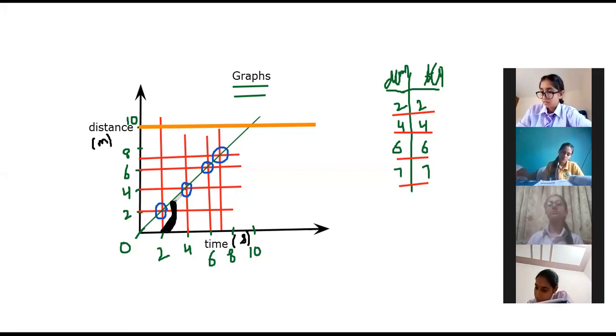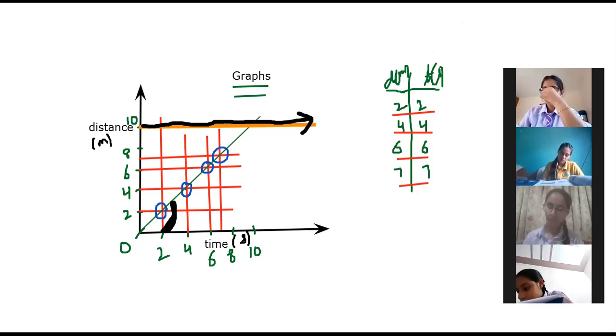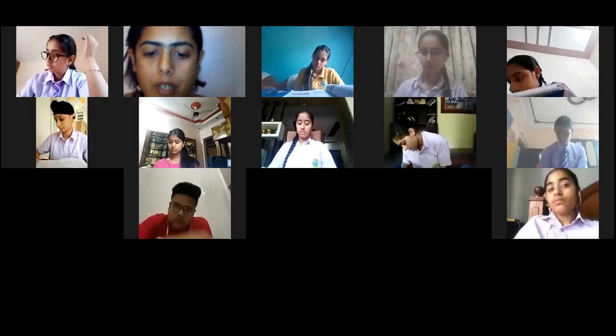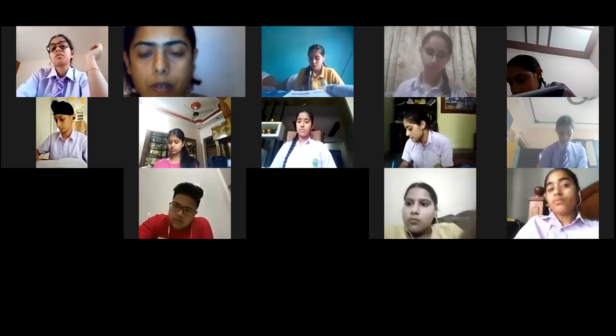Fine. And next note you can write that if we get a straight line parallel to time axis, like in the distance time graph, if we get a straight line parallel to time axis, it means the body is in the state of rest. Any doubt till here? Anyone, any doubt till here?